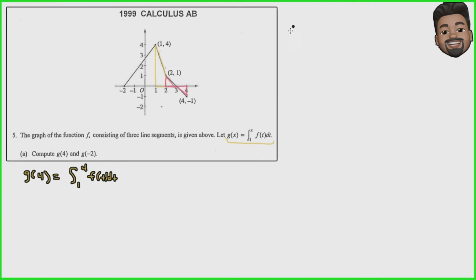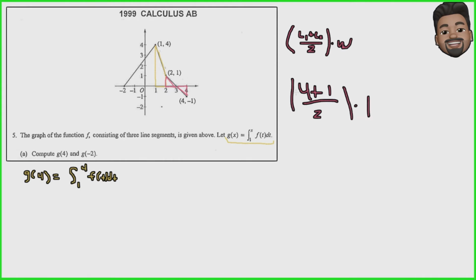Well, what's the area of a trapezoid? It's L1 plus L2, your 2 lengths, divided by 2, times the width. What's length 1? L1 is 4, so 4 plus L2, which is 1, divided by 2, times our width, which is 1. So 4 plus 1 is 5, 5 divided by 2 is 2.5, times 1, we get 2.5. That's the area under the curve from 1 to 4. I could care less about the 2 to 4 because we're going to get an area of 0.